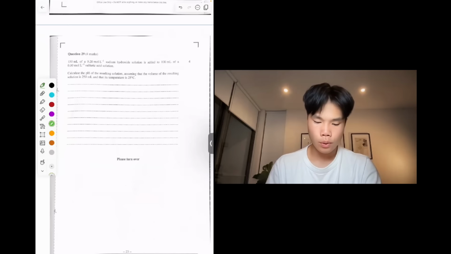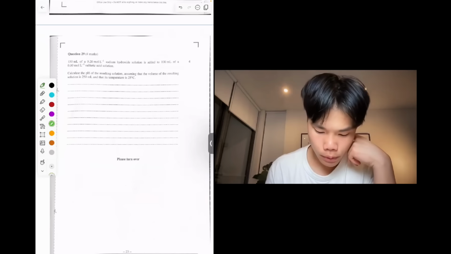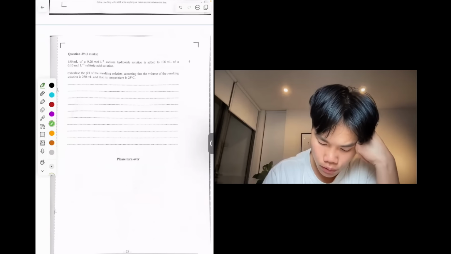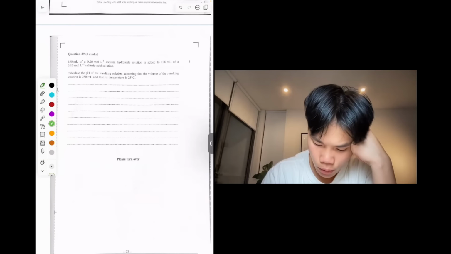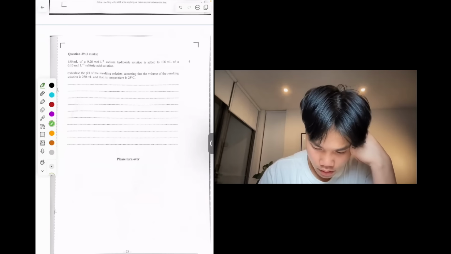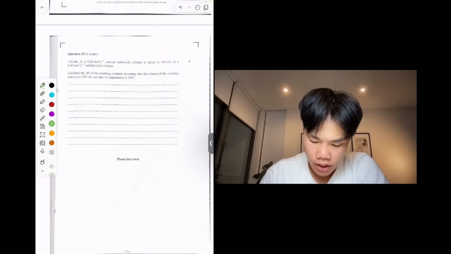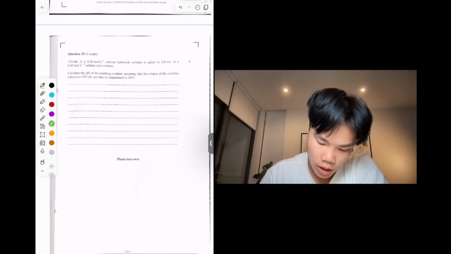All right. Question 29. 150 mils of 0.2 mole per liter sodium hydroxide solution is added to 100 mils of 0.1 mole per liter sulfuric acid solution. Calculate the pH of the resulting solution, assuming that the volume of the resulting solution is 250 mils and that its temperature is 25 degrees Celsius. All right, cool. So you're essentially going to do a limiting reagent here, and then you're going to do, no, you're not. You're just finding pH.